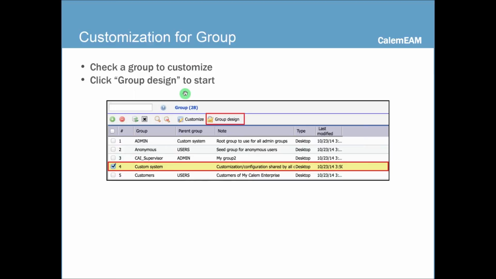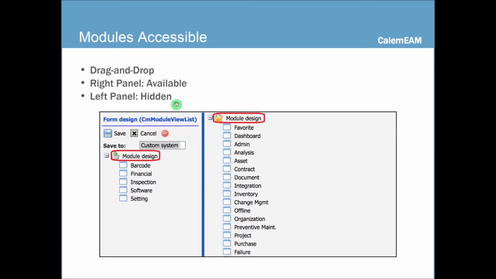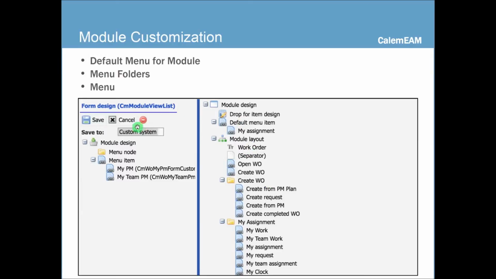For group customization, you just open the group list, select the group you would like to customize, and click on group design. The system would show you the screen where you can customize modules accessible and also customize the module itself for the group. For modules accessible, it shows you on the left panel the modules that are not available, and the modules available are on the right hand side. And you can also customize the menus for a specific module. For instance, this is the workout module. You can customize default menu and folders and menu items.